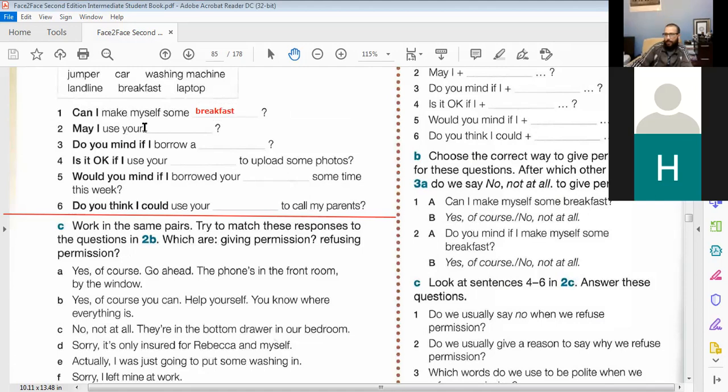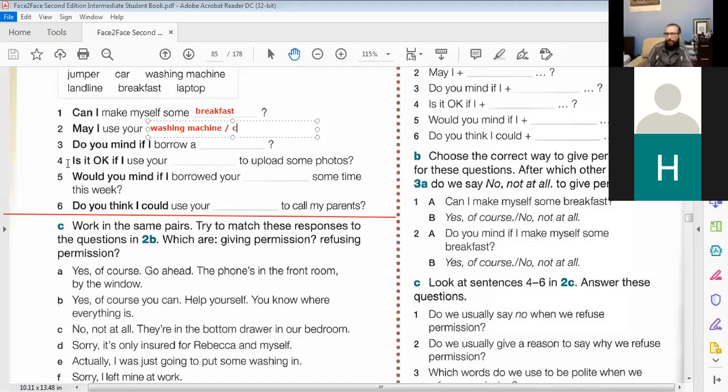I think washing machine. I think you're right. Let's use it and then we can check. Sanaa, Hajar, you disagree? I think it's car. May I use your car? Okay, let's write both and then we'll check. Let's see who's right and who's wrong.